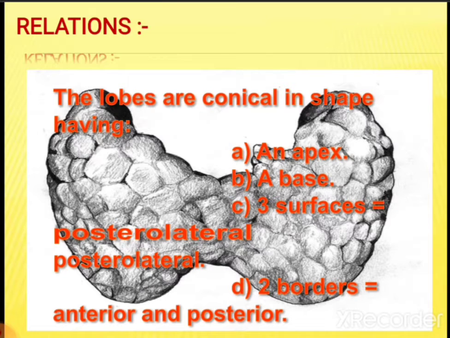So the relations: the thyroid gland has an apex, a base, and three surfaces, that is medial, anterolateral and posterior surface.